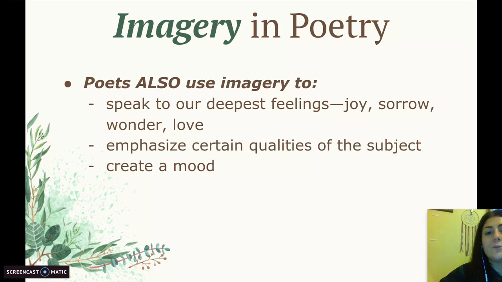So poets also use imagery to speak to our deepest feelings. Some of our feelings, usually poetry covers joy, sorrow, wonder, and even love. Those are the most common themes. And it also emphasizes certain qualities of the subject. So if you're writing about the sea, like in our last poem, it emphasizes the waves and the seaweed that usually occurs as a result of the algae in the ocean. And it also sets a mood. It creates a mood.